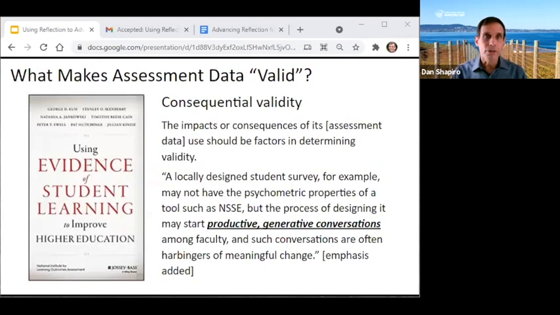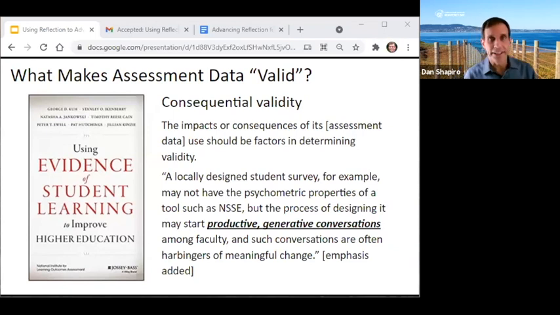And Ku et al. in their book, Using Evidence of Student Learning to Improve Higher Education, make a very similar point when they talk about the different ways of thinking about what constitutes valid data. And they introduce the concept of consequential validity, which posits that the impacts or consequences of assessment data use should be factors in determining validity.